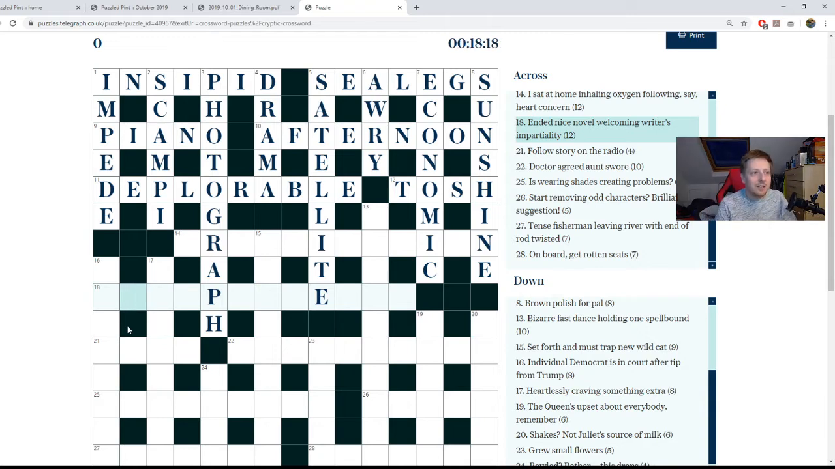18 across. Ended nice novel, welcoming writers' impartiality. Ended nice novel, welcoming writers' impartiality. Okay, I have this one.